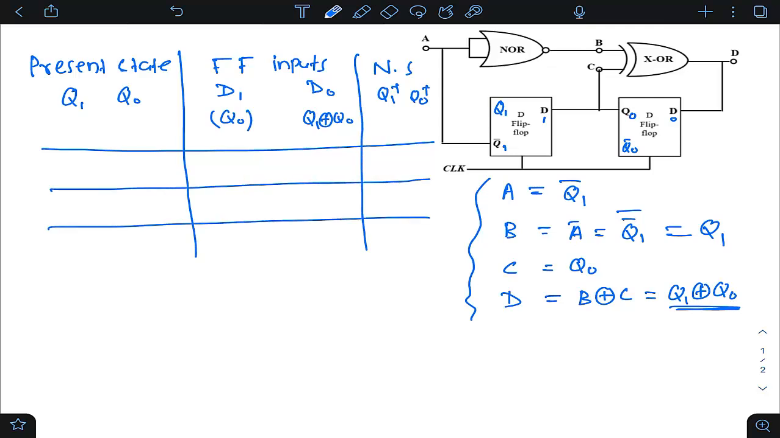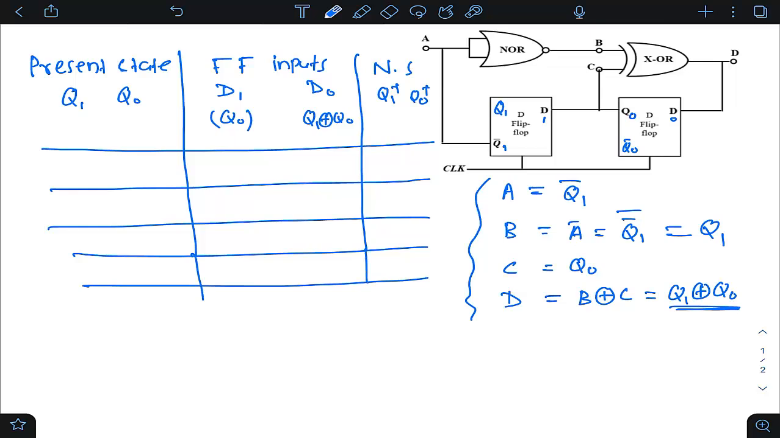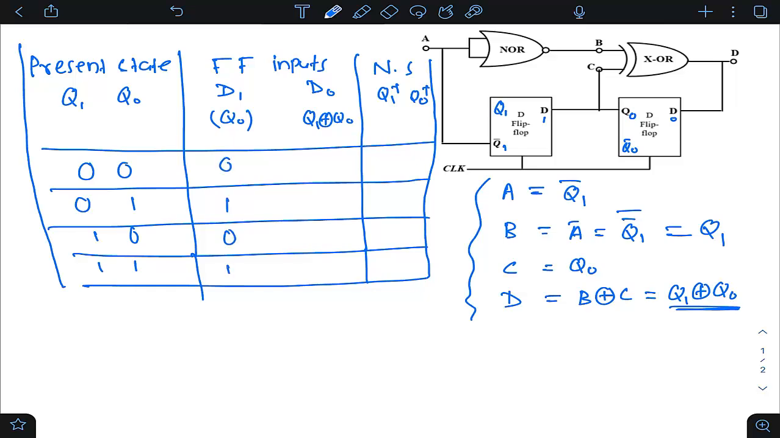So let us write their combinations: 0 0, 0 1, 1 0, 1 1. D1 is Q naught, so I am copying the Q naught column as it is: 0, 1, 0, 1. D naught is Q1 XOR Q naught, so let us write the XOR combination of Q1, Q naught: 0 XOR 0 is 0, 0 XOR 1 is 1, 1 XOR 0 is 1, 1 XOR 1 is 0.